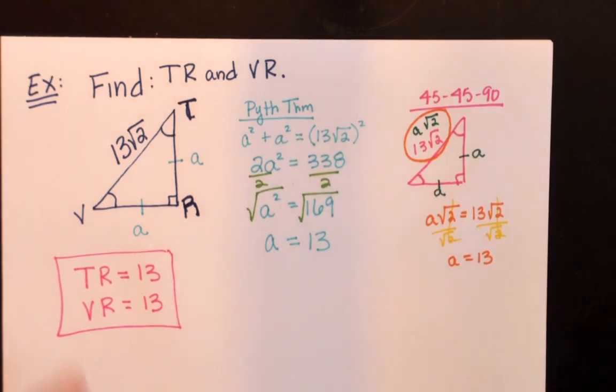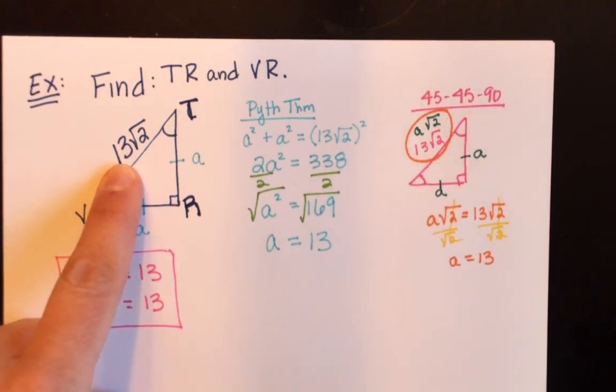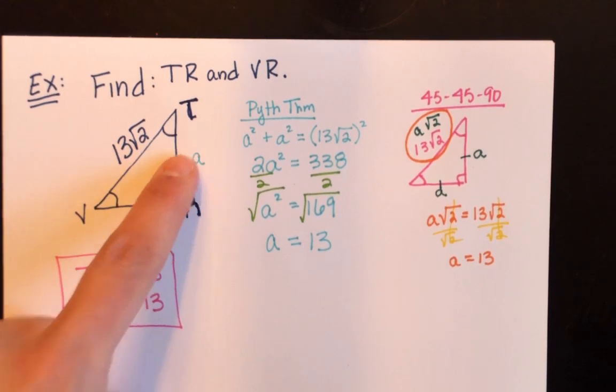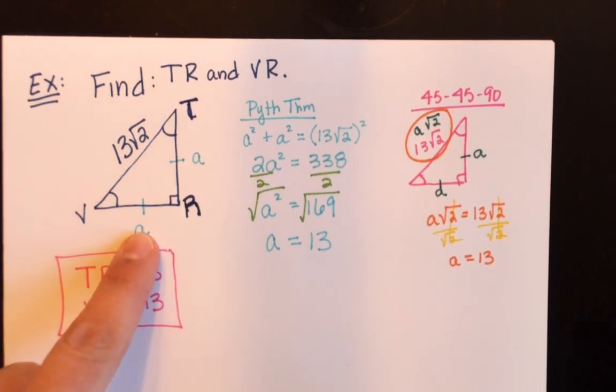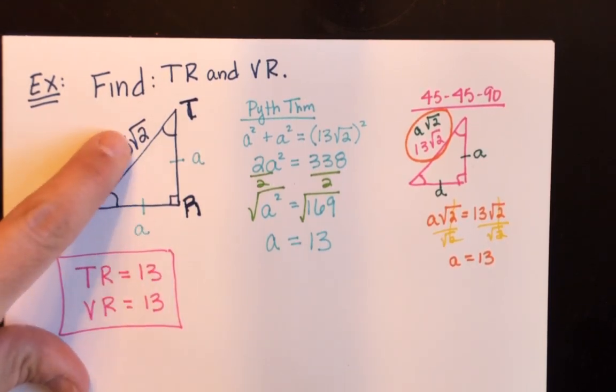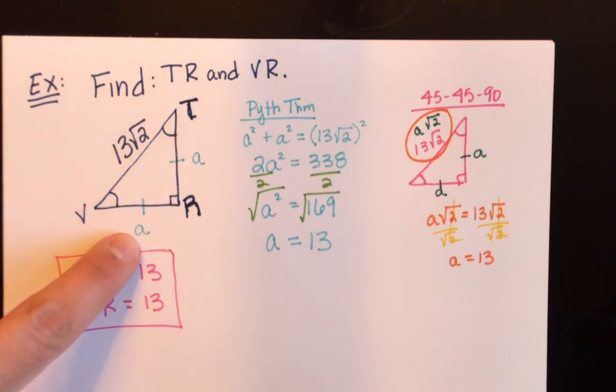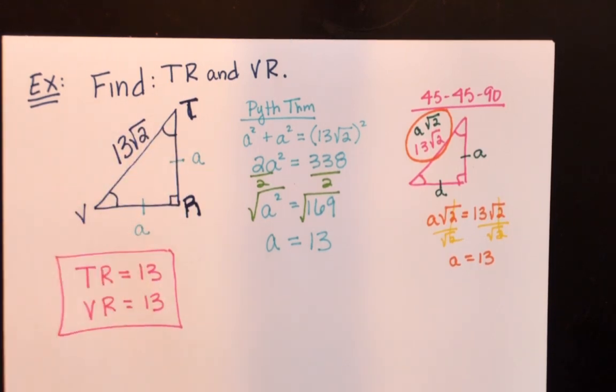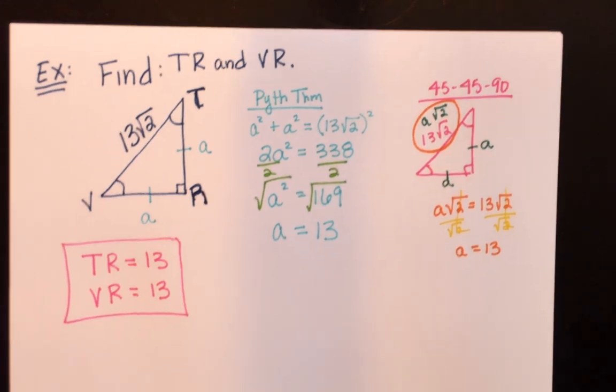I could have put 38 radical 2, and both of these guys would be 38. I could put 17 radical 2, and both of these would be 17. So the pattern works in both directions. All right.